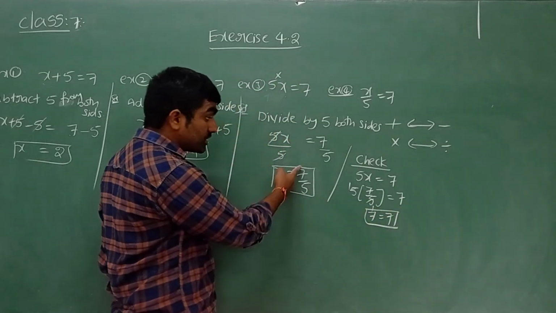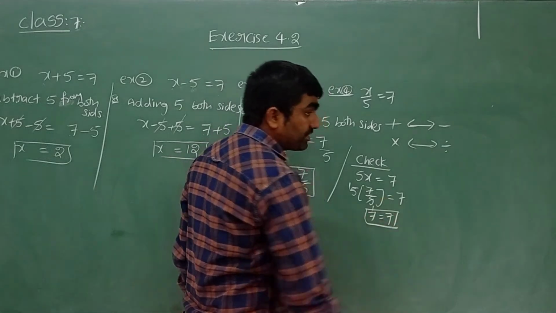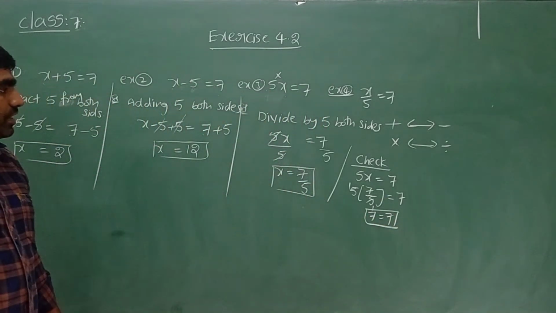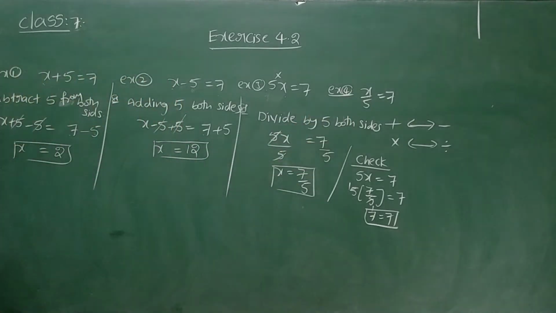Yes. x is equal to 7 by 5. 7 by 5 is the value of the variable which makes LHS and RHS both equal. So we can say x equal to 7 by 5 is the solution. Now let's see example 4 by 8.